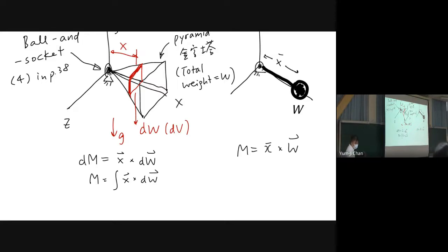Of course, if you want to be exact, because the plus z axis is here, the moment here is negative actually. Or let me put it this way. The moment is in the z direction, right?